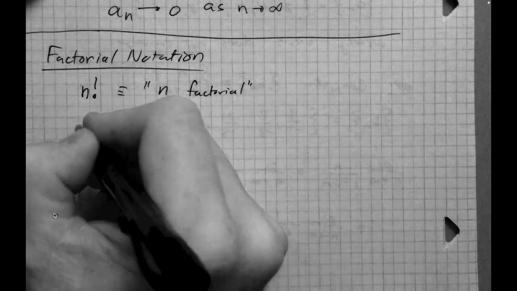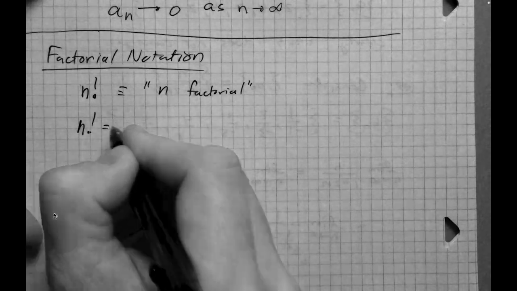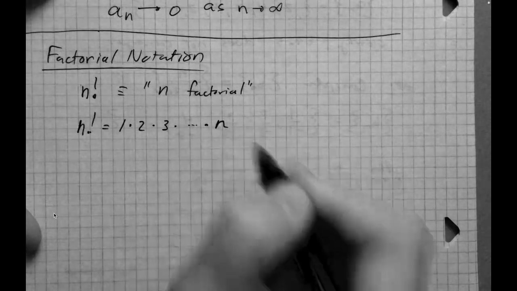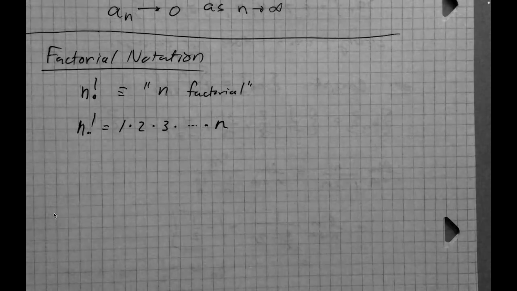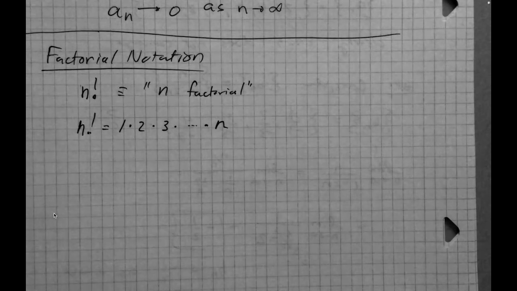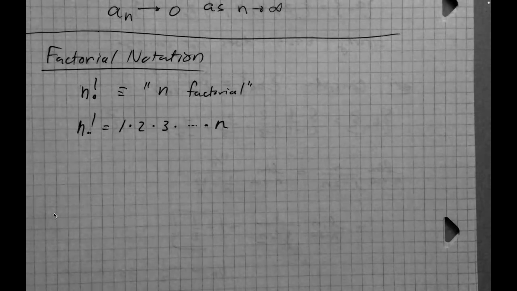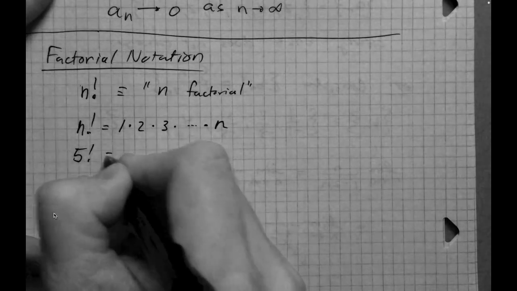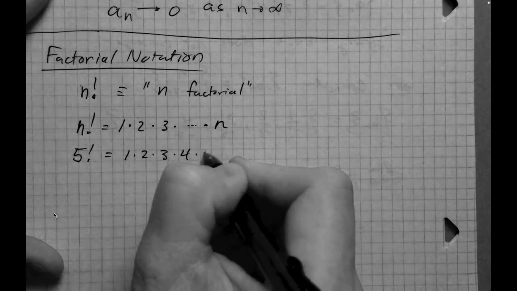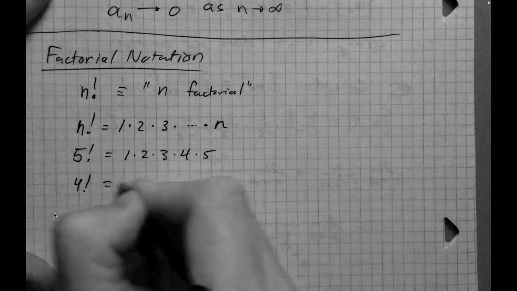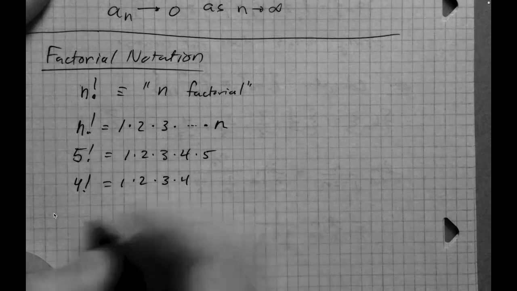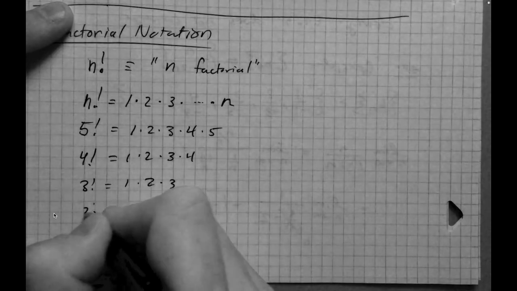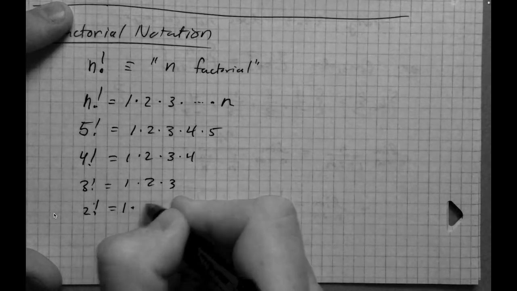Okay, and what does n factorial equal? Well, it equals 1 times 2 times 3 times ... times n. Basically just multiplying all of the positive integers less than or equal to n together. So for example, 5 factorial is 1 times 2 times 3 times 4 times 5. 4 factorial is 1 times 2 times 3 times 4. 3 factorial, 1 times 2 times 3. Now, let's do them all. 2 factorial is 1 times 2.